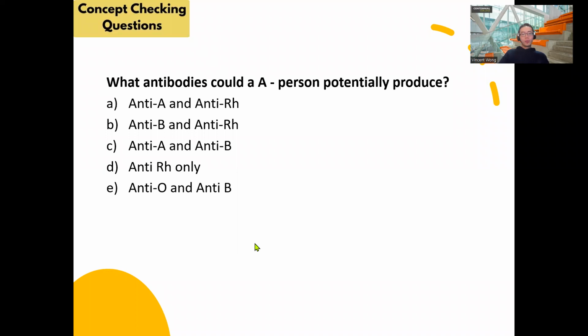Okay, so what antibodies could an A negative person potentially produce? If you're type A, you can make anti-B. So I see an anti-B here, I see anti-B here, anti-B. And if you are negative, you can produce anti-RH. Right? So the answer is B.